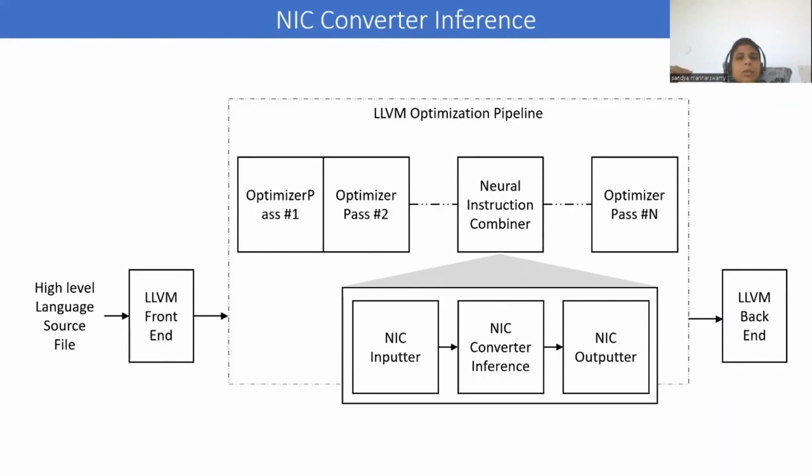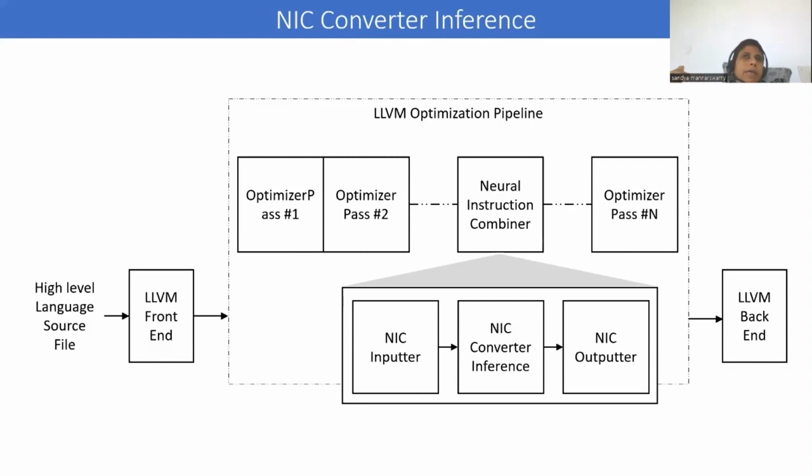It is then passed to the NIC outputter. The NIC outputter takes two inputs. One is the source basic block instruction sequence and the other is this optimized encoded IR output from the NIC converter, and it recreates a full-fledged LLVM IR sequence, which is optimized. It also does one more thing.